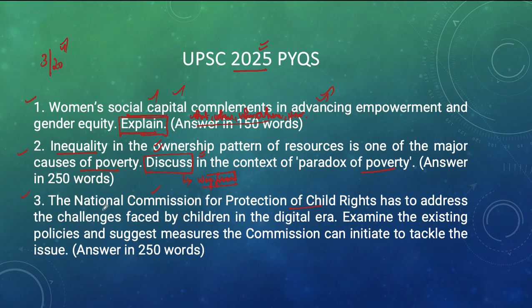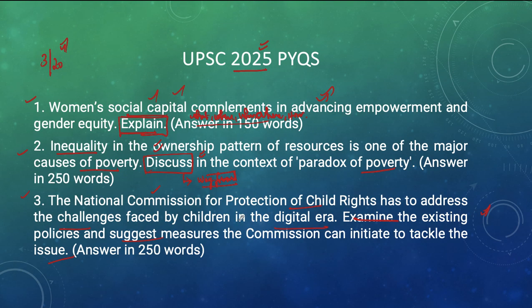Third most important question: the National Commission for Protection of Child Rights has to address the challenges faced by children in the digital era. Examine the existing policies and suggest measures the commission can initiate to tackle the issue. So this is also directly related to the syllabus on vulnerable sections. Whenever we are reading vulnerable sections, we would have prepared our syllabus component into women, child, senior citizens, SC, ST groups, and other vulnerable groups like physically and intellectually disabled groups, including various constitutional provisions, legal provisions, and government schemes incorporated for them.